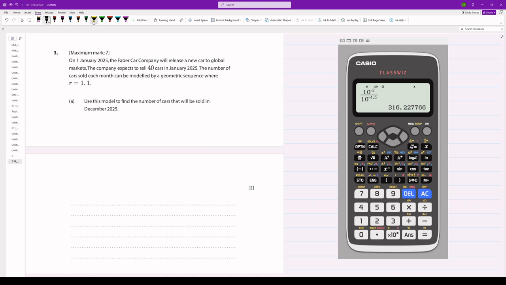Use this model. So let's read the full question. RTFQ. The company expects to sell 40 cars in January of 2025. The cars sold each month can be modeled by a geometric sequence. So immediately, before I do anything else, I'm going to write down what my formula sheet says. My formula sheet says that Un for a geometric sequence is U1 times r to the power of n minus 1. And Sn is equal to U1, 1 minus r to the power of n, all divided by 1 minus r. Magic. That's another one for Habingo.